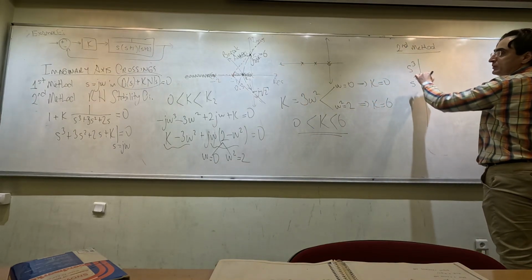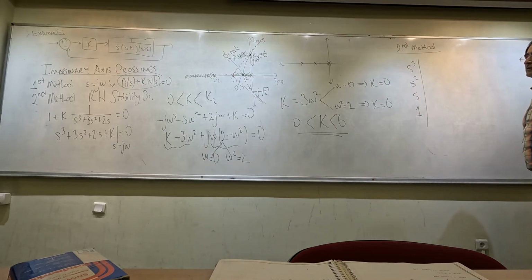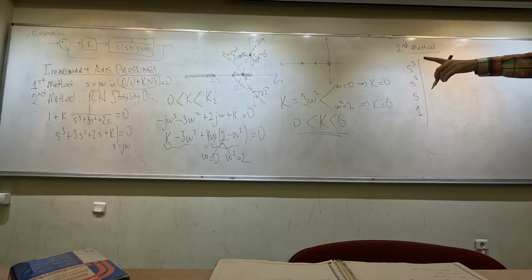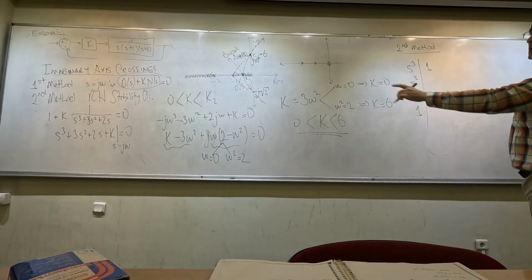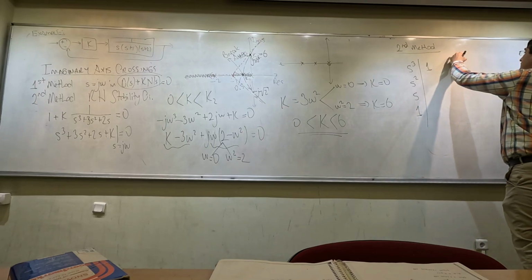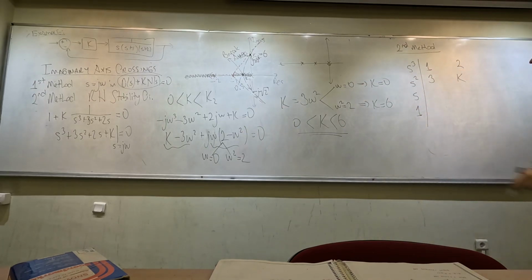I have s cubed, s squared, and s, and I have 1 here. So the first row is going to be 1 here, and I have 2 here, 3 here, and k here. This is the Routh array that I will be interested in.